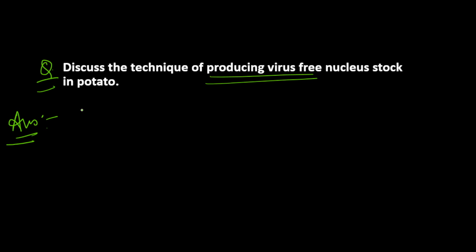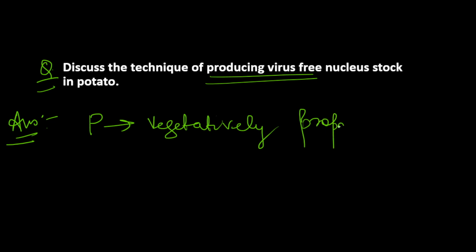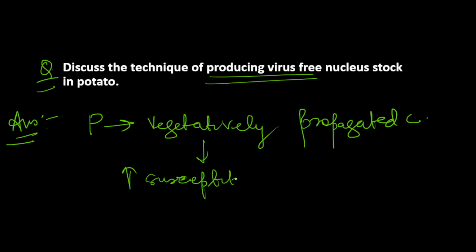So simply you can mention in the introduction part that potato is a vegetatively propagated crop, and it is highly susceptible to degeneration due to accumulation of viruses.